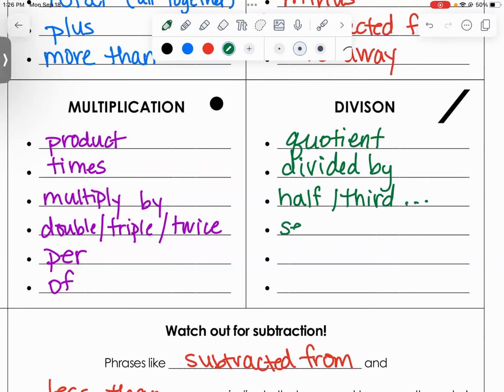So maybe I'm asking you to separate into different groups, right? It's like separate or group. Okay, sort, right? Like if I say, okay, there's 24 of you, but I want 3 groups. What am I going to have to do? I'm going to have to take 24 divided by 3. Which is 8.